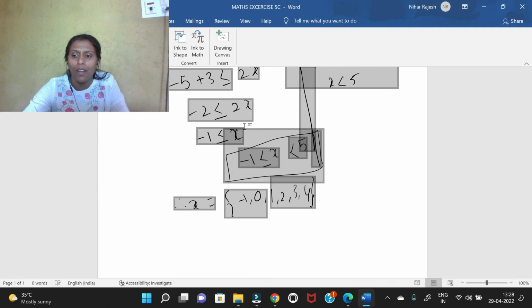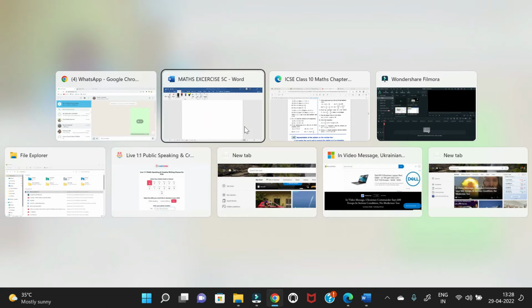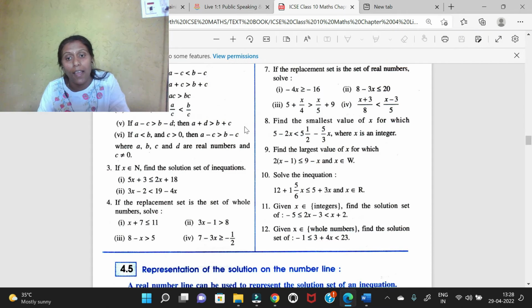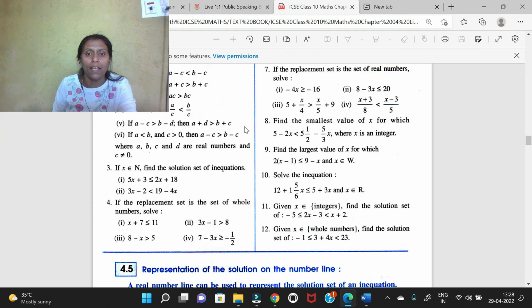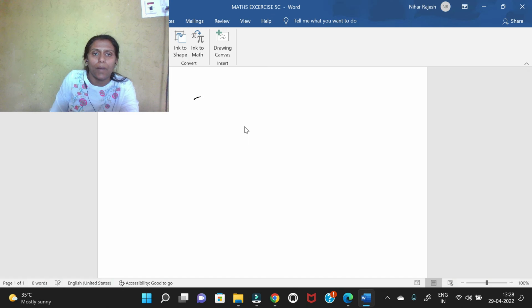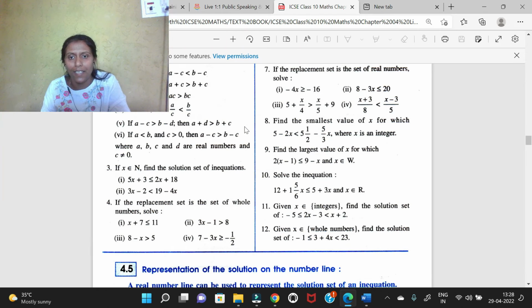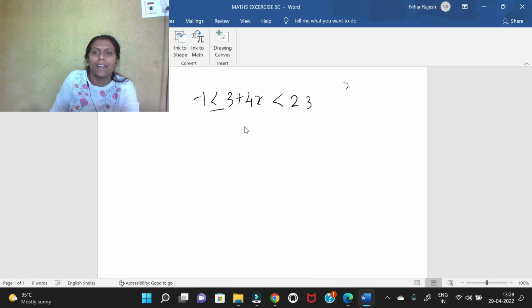Now, let's move on to the 12th one. What is the 12th one telling here? Yeah, x is a set of whole numbers. Find the solution set for -1 less than or equal to 3 plus 4x less than 23. Again, how many splits? Two splits, right? Okay. So x belongs to whole numbers. Can I say it as W? Or should I say here x is a set of whole numbers.